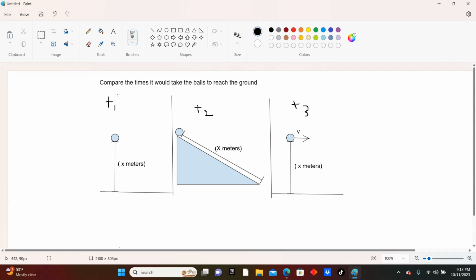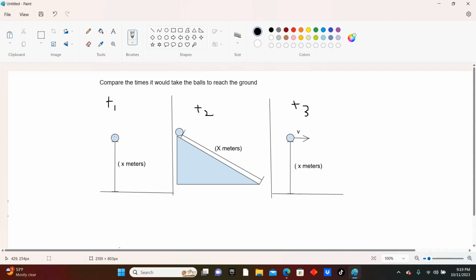Okay, this question says to compare the times it would take the balls to reach the ground. In scenario 1, we have a ball which is x meters above the ground. Scenario 2, we have a ball on an inclined plane that's going to roll down x meters. And scenario 3, we have a ball with an initial horizontal velocity of v that's also going to be falling x meters.